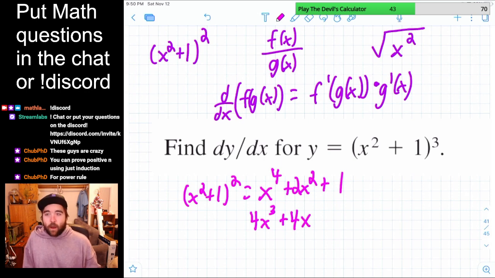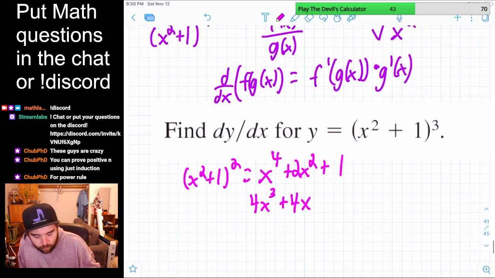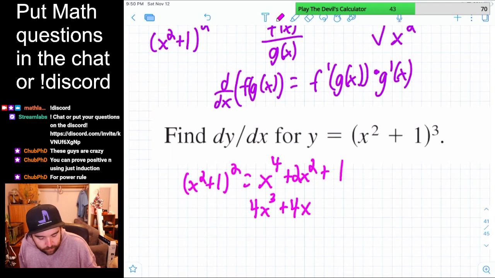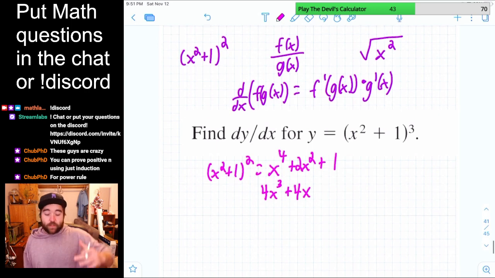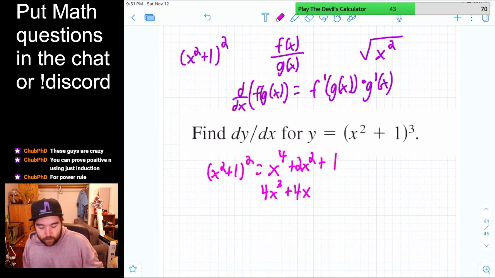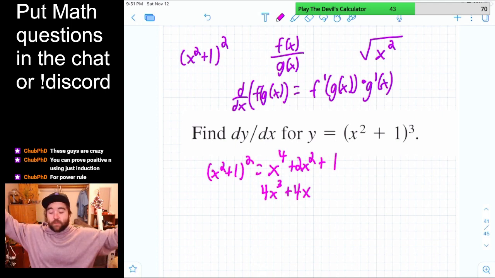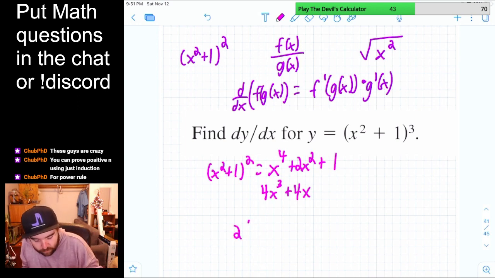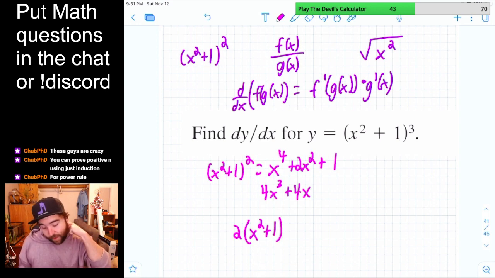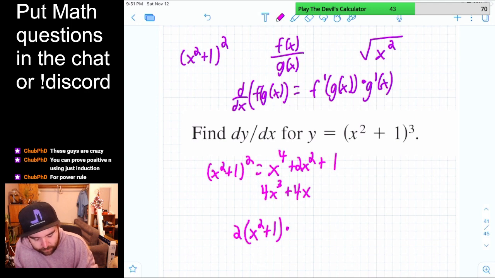Okay, now we're going to take the derivative of that using the chain rule. So if we use the chain rule, what are we going to do? Well, we have to see what our inside function and our outside function is. So our inside function is x squared plus 1, and then our outside function is just the squared function. So we're going to have to use the power rule to take the derivative of the outside function. So we'll bring the 2 to the front, multiply that by x squared plus 1. But then we have to multiply by the derivative of the inside, which is 2x.